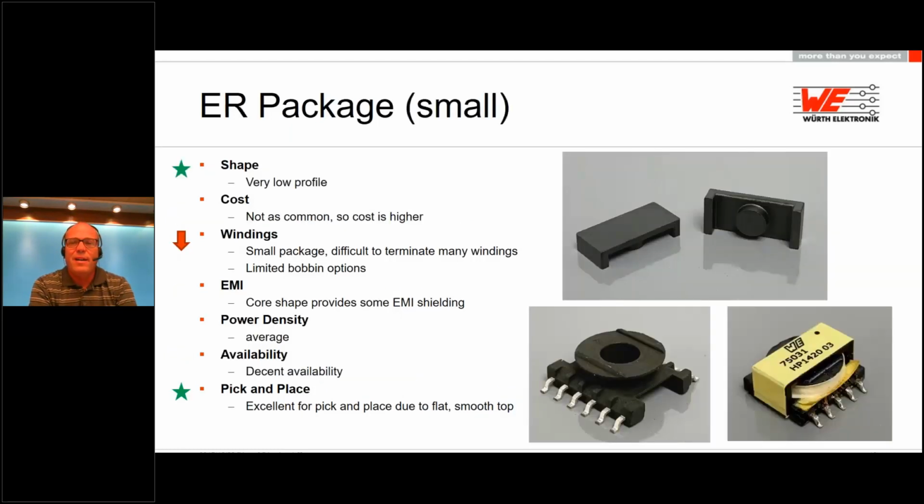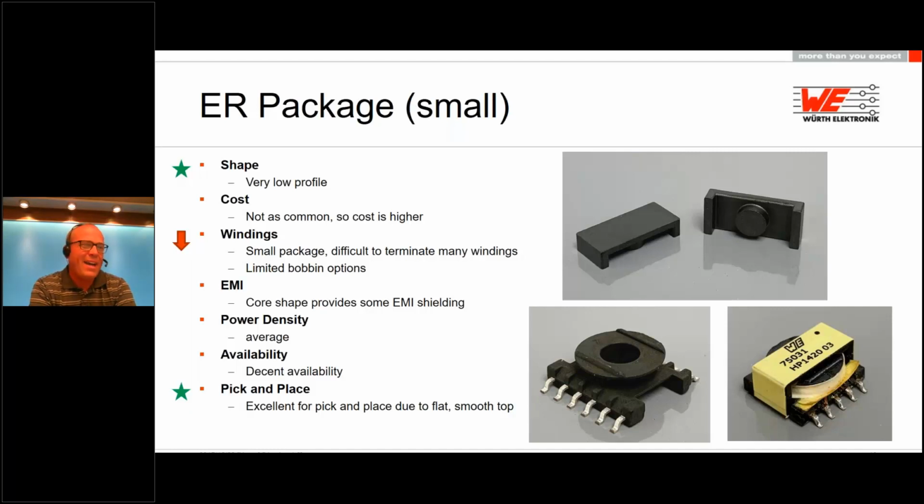Okay, now I'd say the first 3 that we covered, the EE, the EFD, and the EP are probably the common ones of the group. Now we're starting to get into some that are maybe a little more specialized. First, we'll discuss the ER.